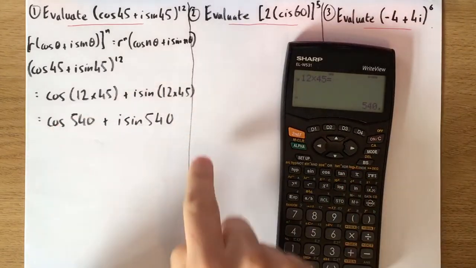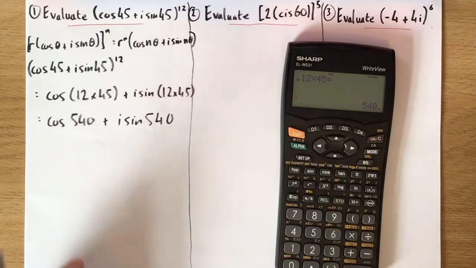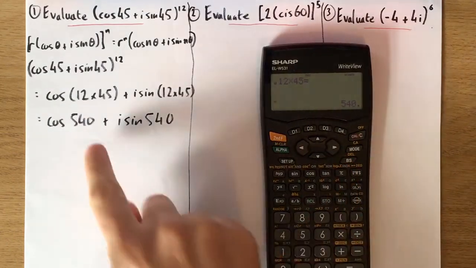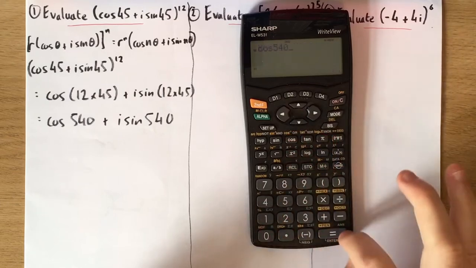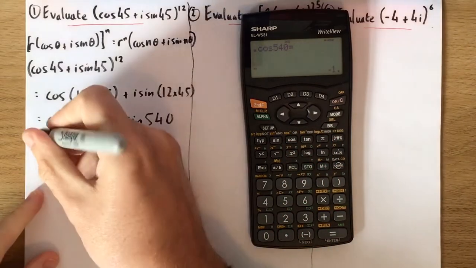All right, to get that back into rectangular form, you just evaluate this. I'm working in degrees, so the calculator's in degrees mode. The cos of 540 is -1.